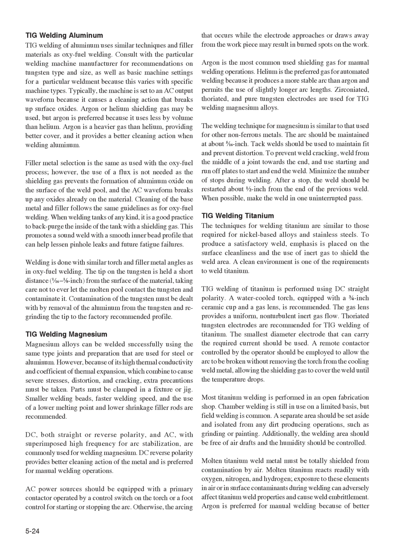Helium is the preferred gas for automated welding because it produces a more stable arc than argon and permits the use of slightly longer arc lengths. Zirconiated, thoriated, and pure tungsten electrodes are used for TIG welding magnesium alloys. The welding technique for magnesium is similar to that used for other non-ferrous metals. The arc should be maintained at about 5/16 inch. Tack welds should be used to maintain fit and prevent distortion.